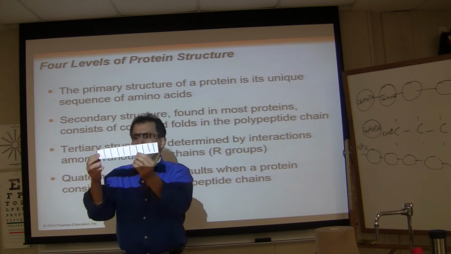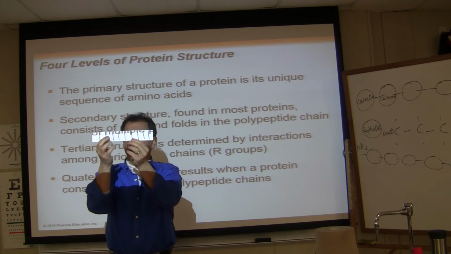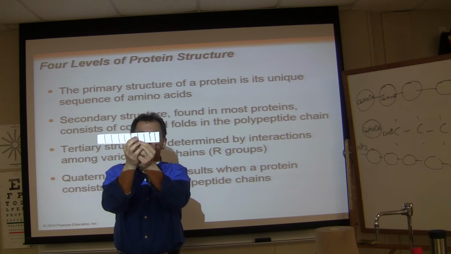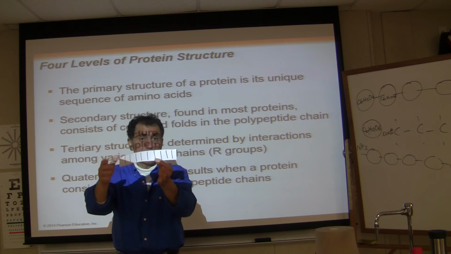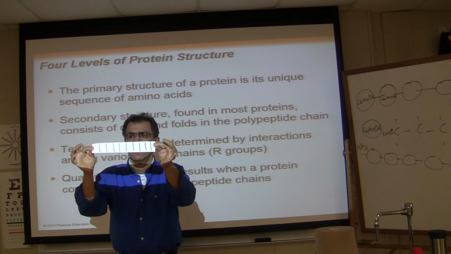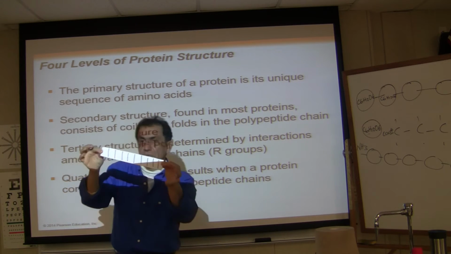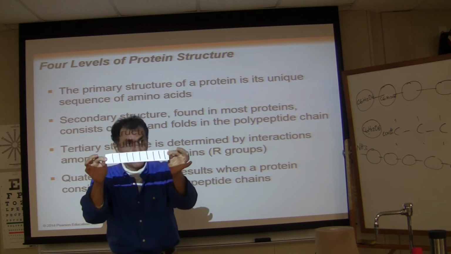Imagine each one of these is an amino acid. This is an amino acid, this is an amino acid, and they're connected together by peptide bonds, right? Just imagine that. This is a primary structure. They're not folded, they're not twisted. This is a primary structure.